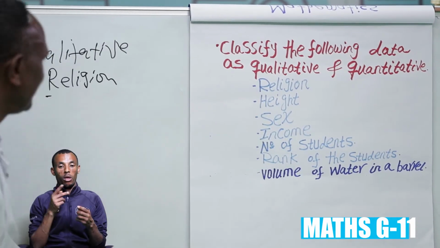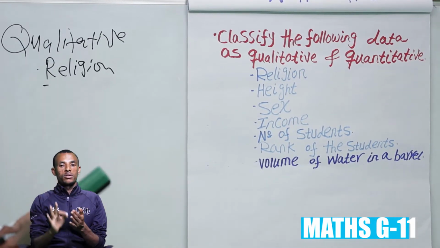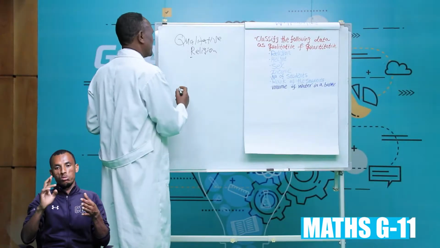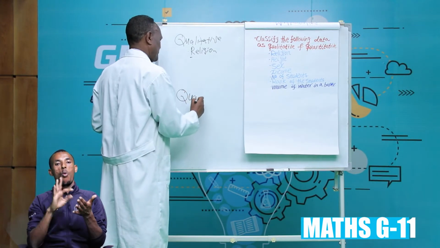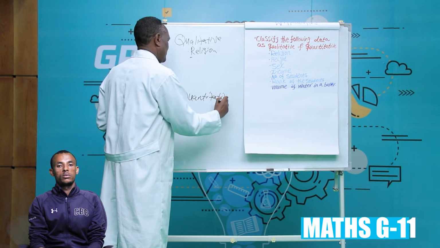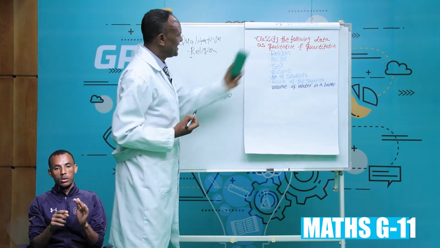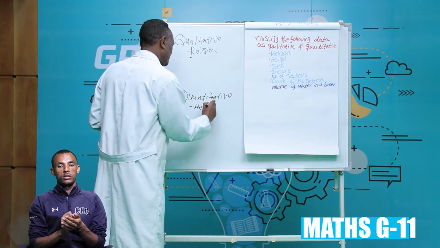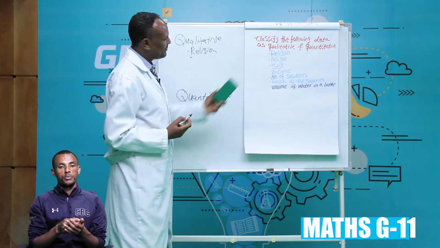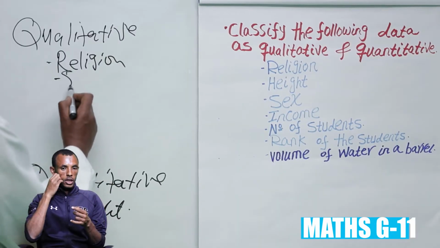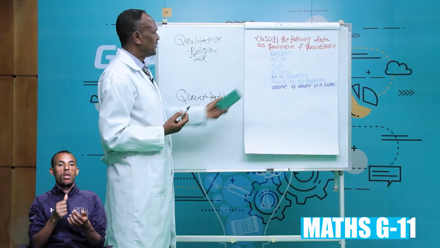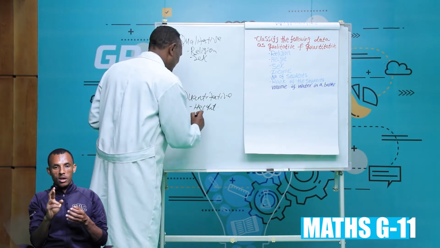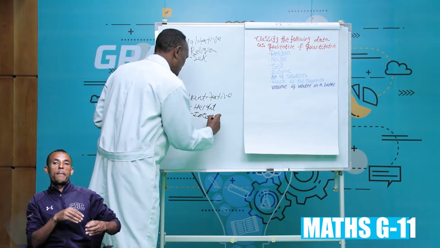When you come to height, it is a number given in meters or centimeters. So we have quantitative data. So I can classify religion as qualitative, height as quantitative data. When it comes to sex, male or female, it is qualitative. When you come to income, the amount of bills that you have, or in dollars, it represents income. Income is also quantitative data.